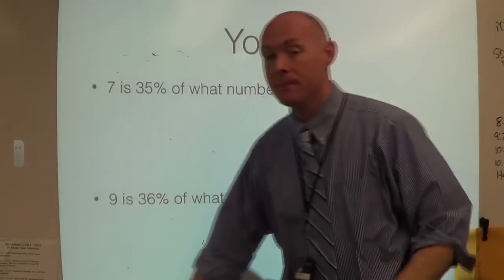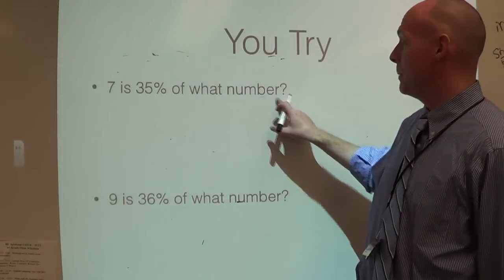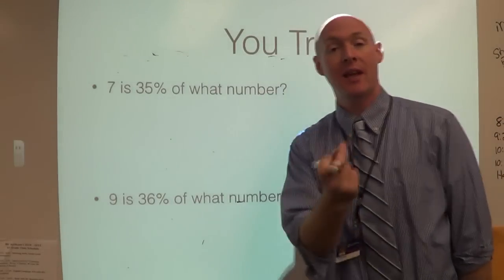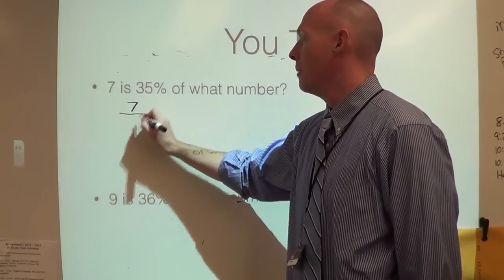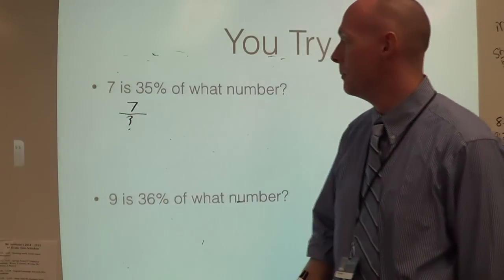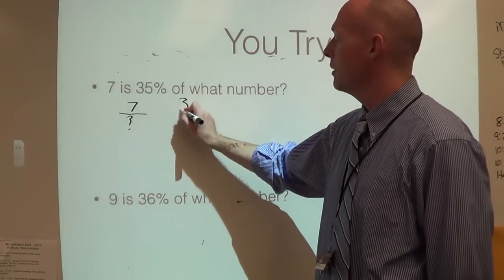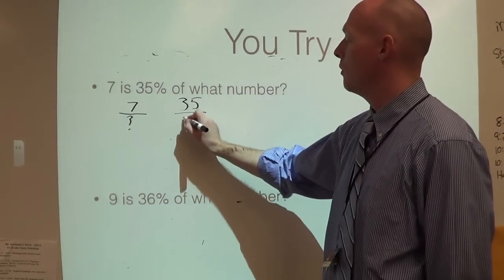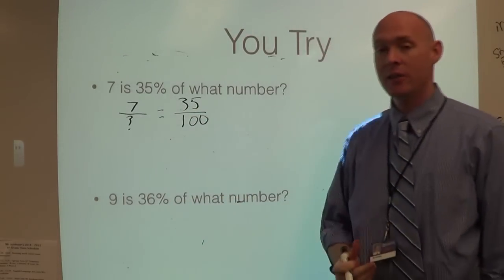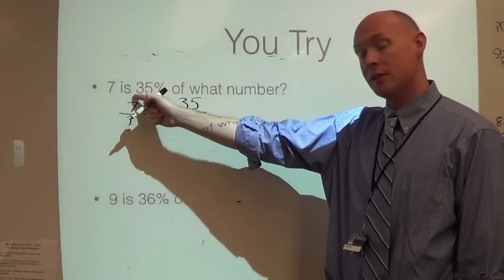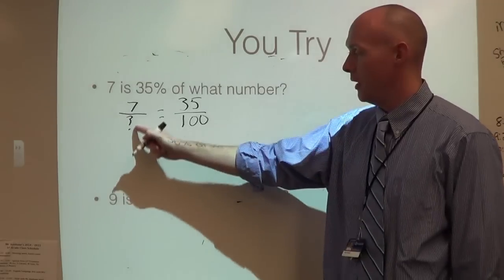Okay, first one here. 7 is 35% of what number? I'm going to go ahead and set this one up for you. So my part is 7. My whole, we don't know. 35% is going to be over 100. Okay, and now you're going to ask yourself, how do I get from 35 to 7? And whatever you do here, do to the 100.